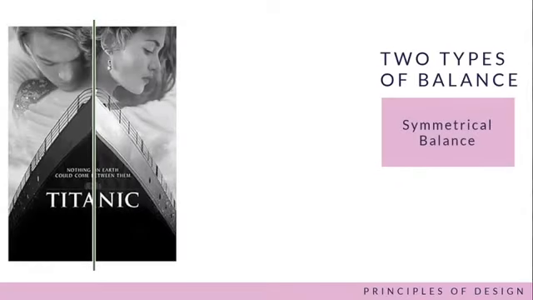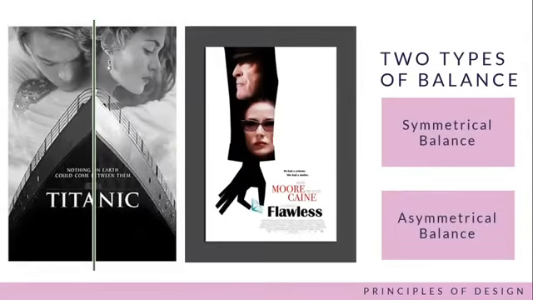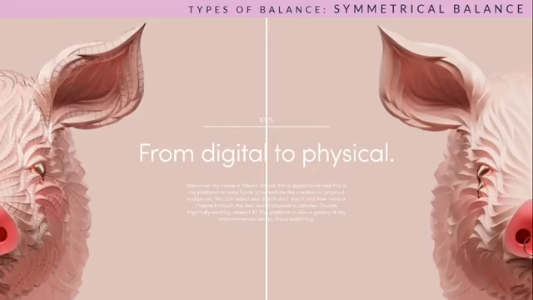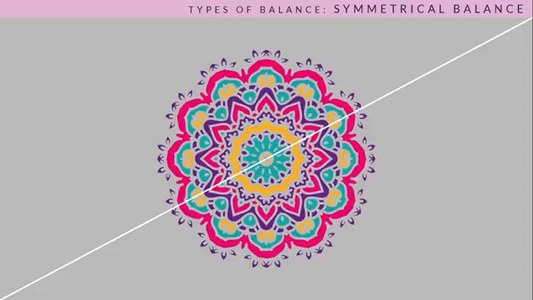There are two types of balance. We have symmetrical balance and asymmetrical balance. Symmetrical designs lay out elements of equal weight on either side of an imaginary center line. It states that if a line is drawn through the center of an image, both sides will be very similar if not identical. This line can be drawn horizontally, vertically, or diagonally.